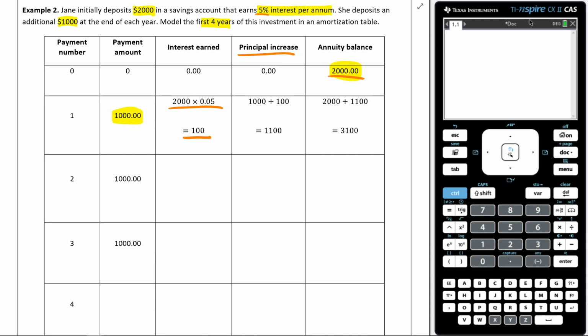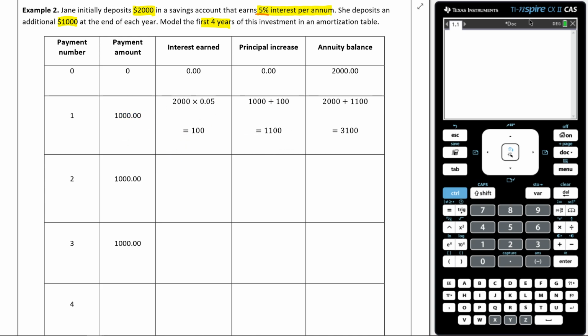To find the principal increase, we take the payment that she's making and add it on to the interest earned. So 1,000 plus 100 is 1,100. That's how much the principal is going to increase by. So now we've got that there. All right, let's clear the board and figure out what year 2 is going to be.